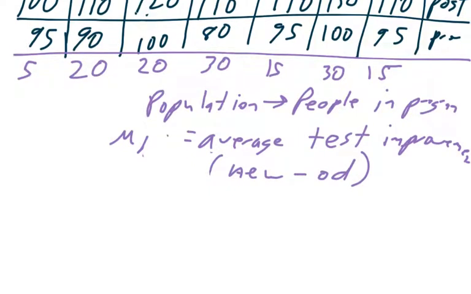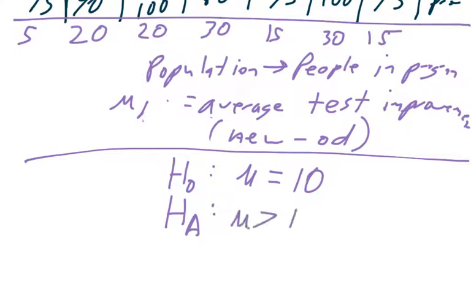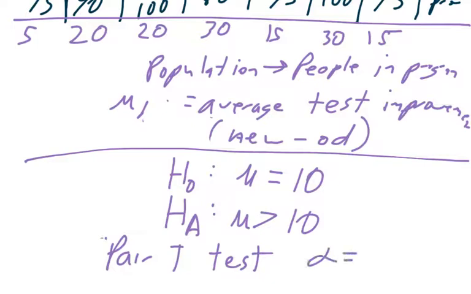And so here we have a null hypothesis where we said we were going to improve by at least 10 points. So the mu equals 10, and the alternate is mu is bigger than 10. And this is not one sample, but a paired t-test. And because they didn't specify, we're going to just use alpha equals 0.05.